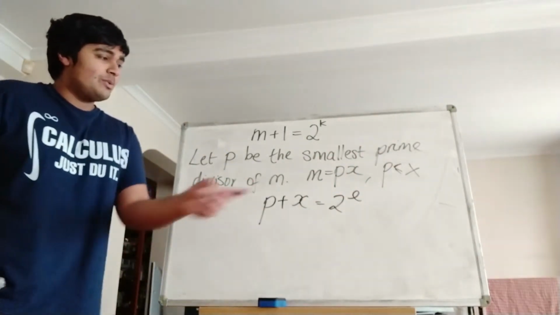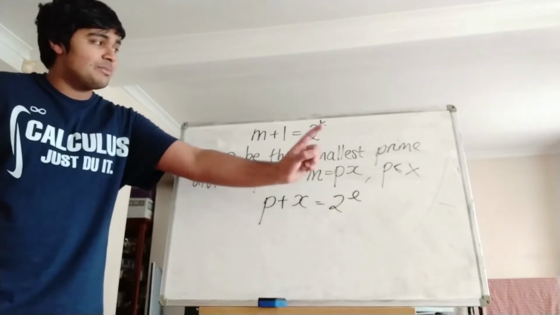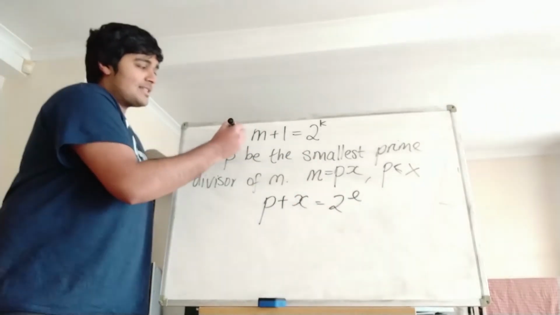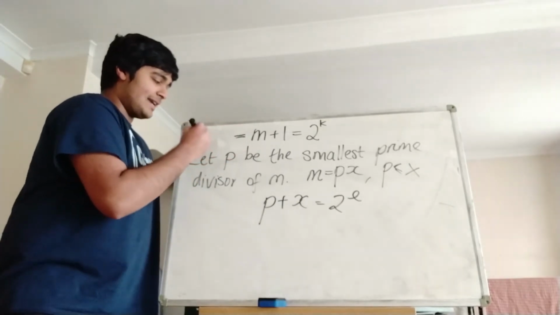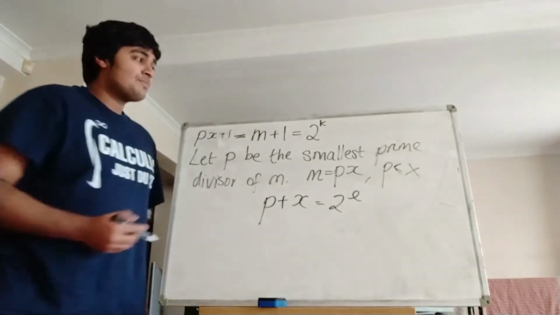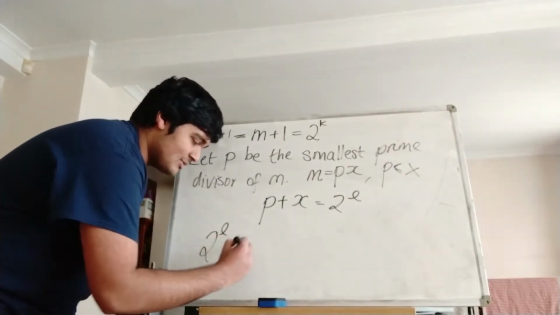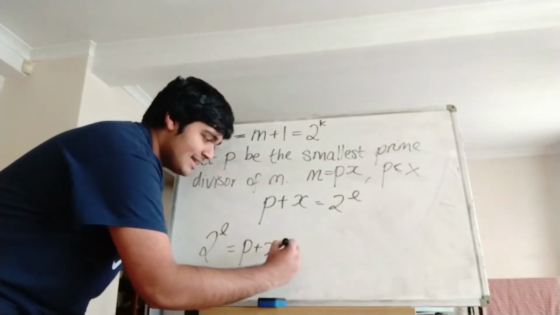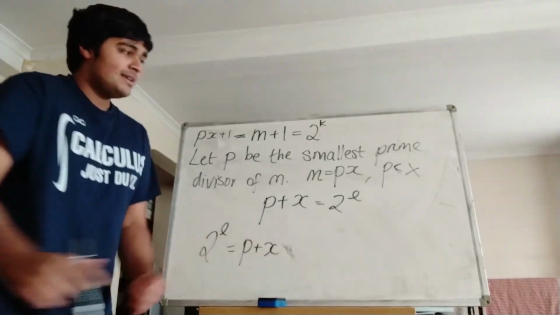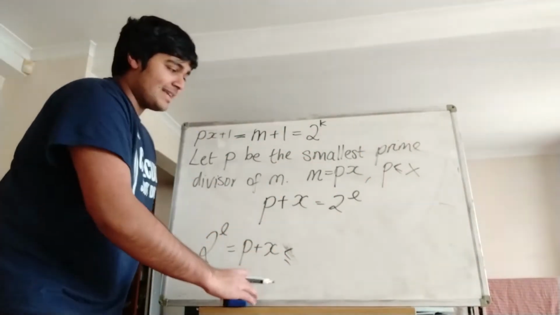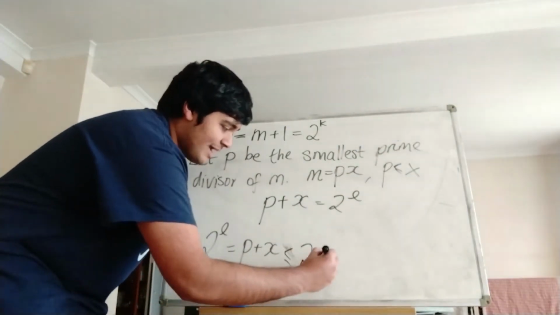Now what else do we know? We want to try and build a relationship between l and k. Well, firstly, we know we can write this first equation, m plus 1, as just px plus 1. Now, what do we know? 2 to the l is equal to p plus x, but we know that p is certainly less than or equal to x, so this thing here is less than or equal to x plus x, which is just 2x.